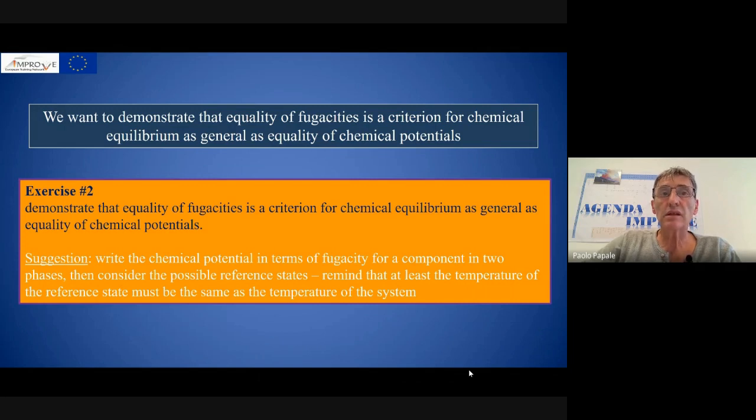The exercise is this one. Demonstrate that equality of fugacity is a criterion for chemical equilibrium as general as equality of chemical potentials. To do so, I give you a suggestion. Write the chemical potential in terms of fugacity for the same component in the two phases, then consider the possible reference states. Remind that at least the temperature of the reference states must be the same as the temperature of the system. Press pause now if you want to do the exercise.